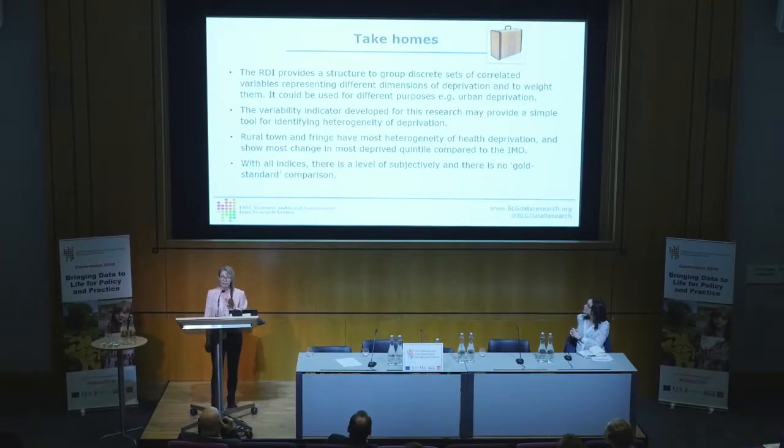So finally, what are the take-homes from this work? Well, the RDI provides a structure to group discrete sets of correlated variables that represent different dimensions of deprivation and to weight them. It could be used for other purposes. So, for example, it could be used for urban deprivation. You can think about other geographic characteristics, such as proximity to a large town, which affects deprivation as well. The variability indicator developed for the research might provide a simple tool for identifying heterogeneity of deprivation.